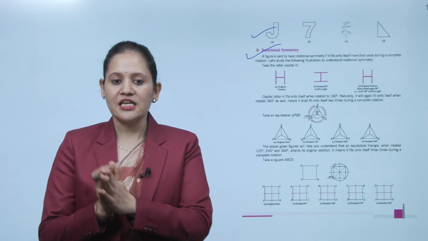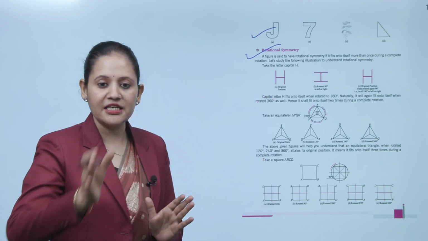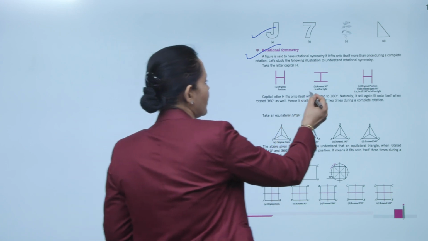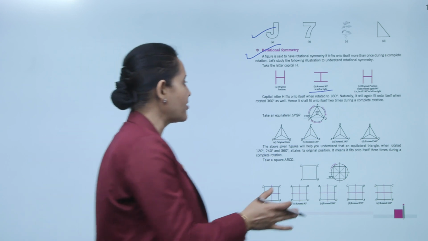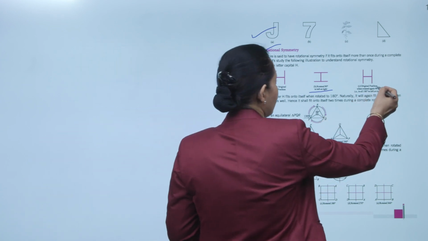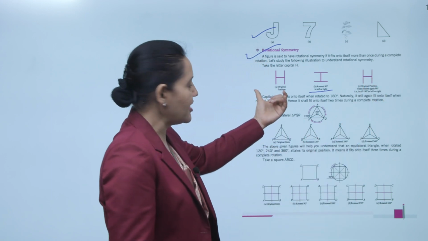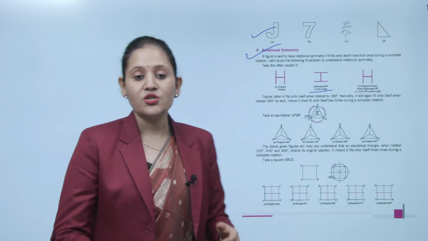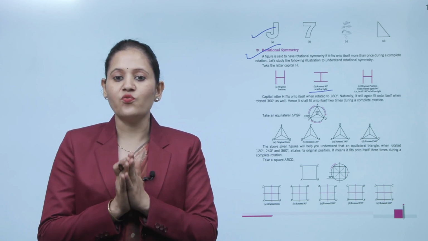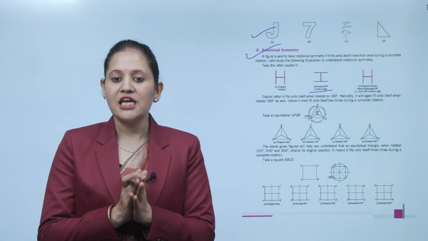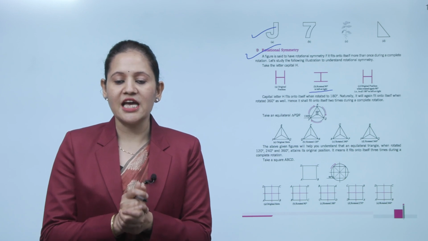Take the letter capital H. This is the original position. Now we will rotate it 90 degree to the left to right. So it will look something like this. Again we will rotate the position 90 degree. It will look something like this. Same like the original position. So capital letter H fits onto itself when rotated to 180 degree naturally. It will again fit onto itself when rotate 360 degree as well.